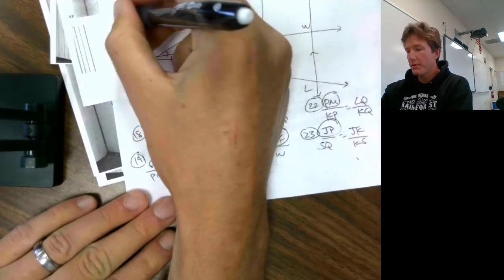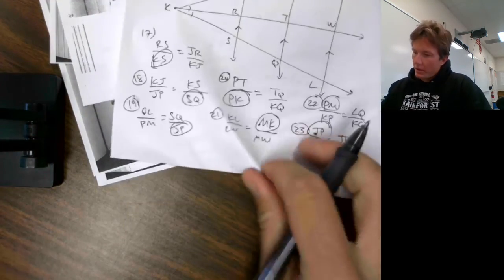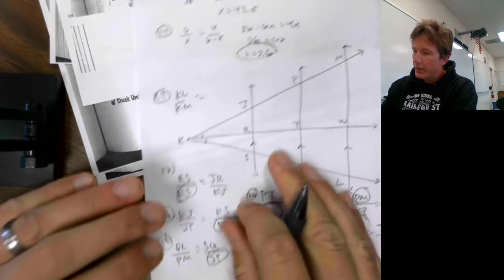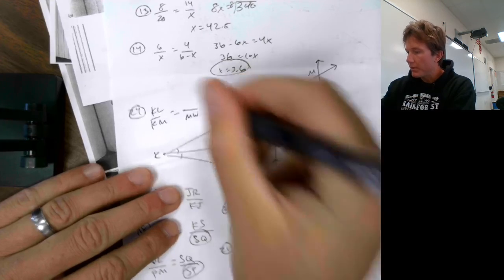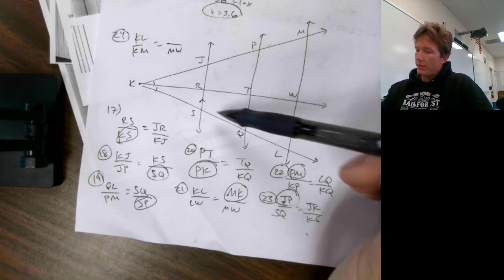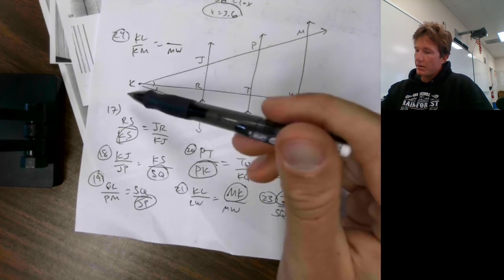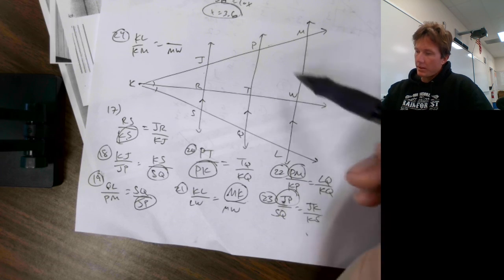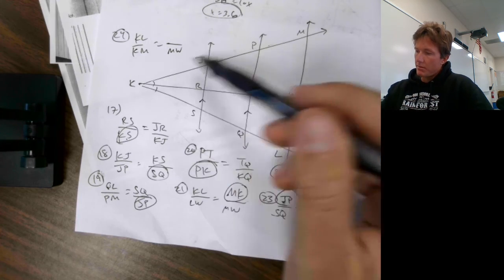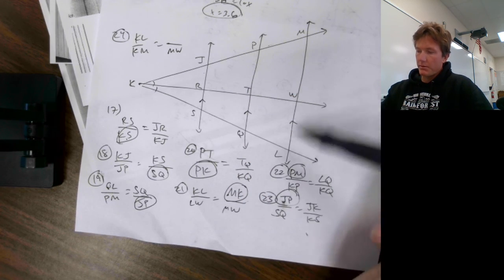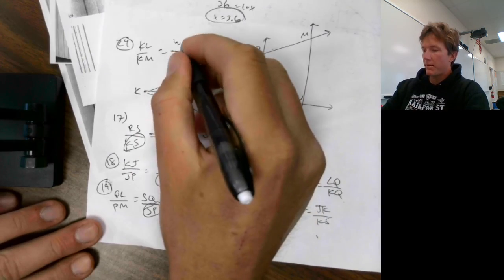And then last one, 24, is KL over KM is equal to blank over MW. KL is this whole thing. KM is this whole thing. MW is this part. Okay, so I've got KM is equal to MW, and then I have KL is equal to, must be WL to complete that statement.